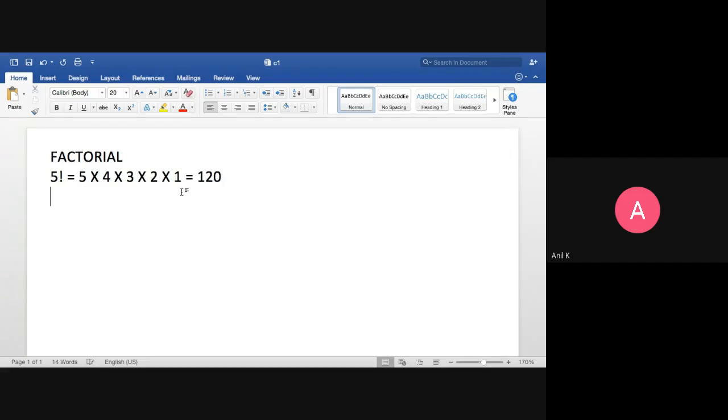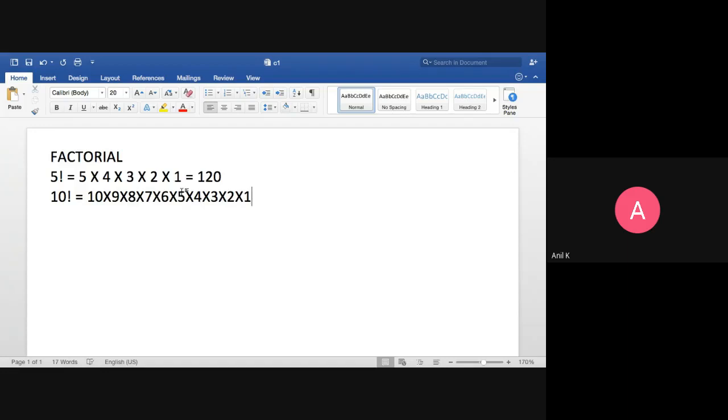Now for example 10 factorial. 10 factorial is going to be 10 into 9 into 8 into 7 into 6 into 5 into 4 into 3 into 2 into 1. Okay, so this is what the answer will come from.